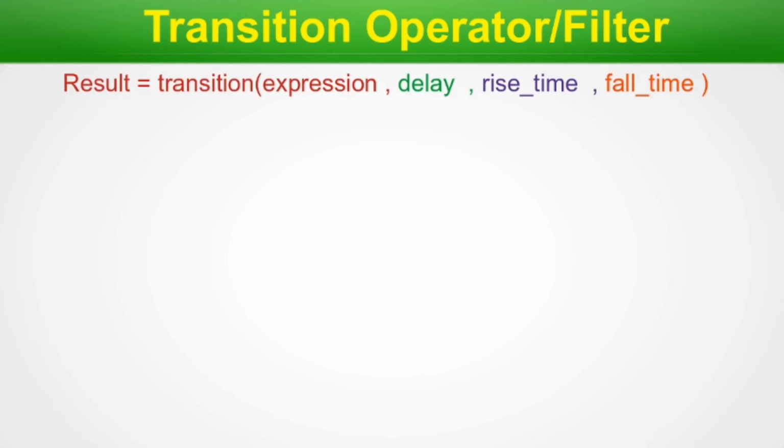The next operator is a transition filter or transition operator. Okay, so let's look into it. The transition operator syntax is result is equal to transition, then expression, the delay value written in green, then rise time written in blue, and the fall time written in orange.